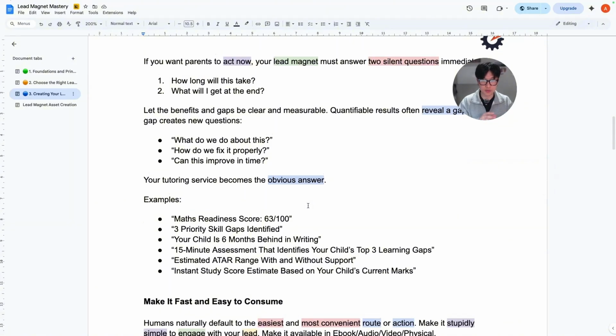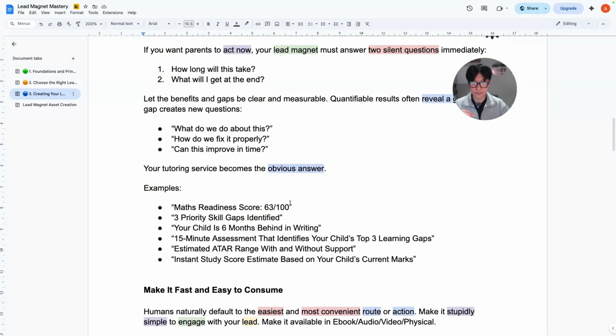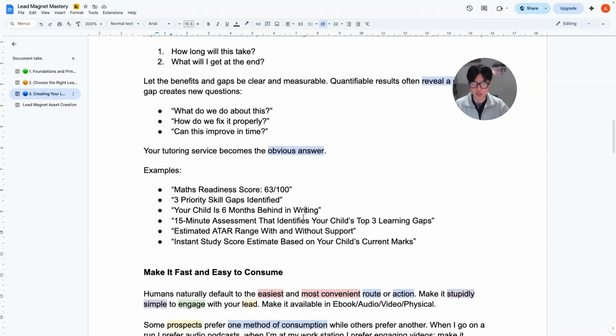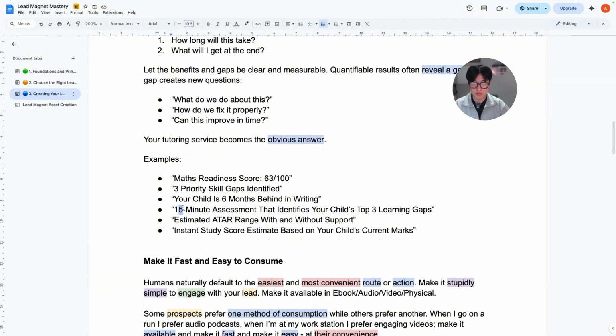So I'll give you some examples to really clear up what I mean. When you do a readiness score, you want to give them an actual score, so something that's quantifiable. If you're naming, preferably you want to put a number, like a list. So, 3 priority skill gaps identified, right? In some results, you want to say, your child is 6 months behind in writing. Something that's actually measurable and quantifiable. A 15-minute assessment that identifies your child's top 3 learning gaps. That's an example of a subline or a name.